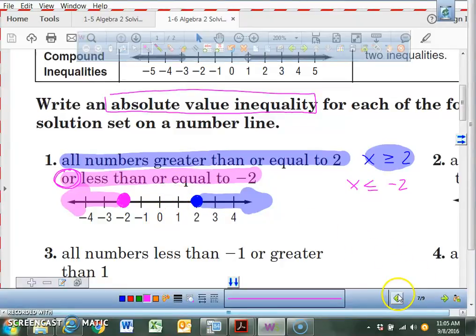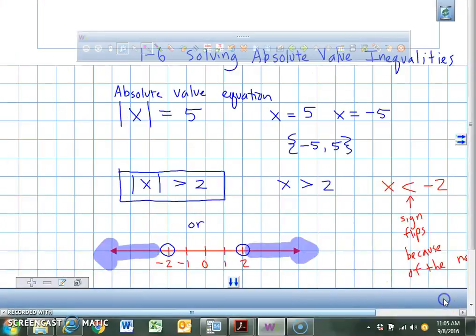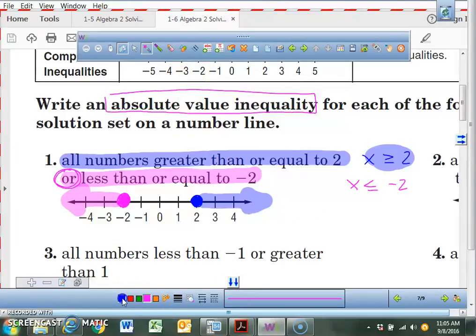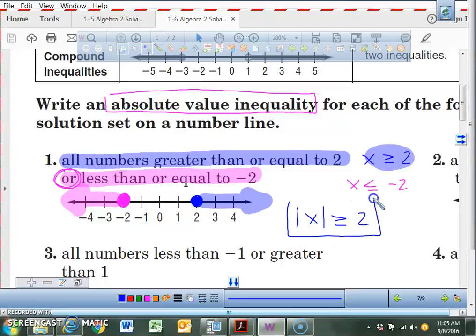Now, let's go back and check this out. Do you guys see this inequality? Does this one look relatively similar to the one we just did? What's the only difference between this one and this one? The equal to. So the symbol. So this one, their final answer for number 1 is the absolute value of x is greater than or equal to a positive 2. This is your answer for number 1. Okay?